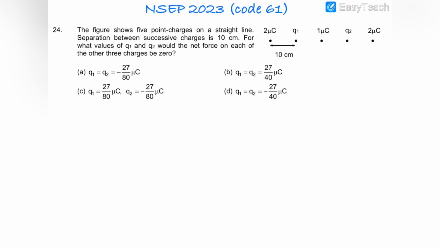In this question, you can see that there are 5 point charges, and Q1 and Q2 are unknown. Now the distance between each of them is 10 centimeter, and the net force on the 1 microcoulomb and 2 microcoulomb charges is 0. So we have to find out the value of Q1 and Q2. First of all, on 1 microcoulomb, one 2 microcoulomb charge would apply a force in this direction, and the other 2 microcoulomb would apply the same force in the opposite direction. Therefore, the net force of the 2 microcoulomb charges on this 1 microcoulomb would be 0. And therefore, the net force of Q1 and Q2 should also be 0, because it should remain in equilibrium, which means that Q1 and Q2 have the same sign as well as the same magnitude. So we can conclude that Q1 is equal to Q2 because 1 microcoulomb is in equilibrium.